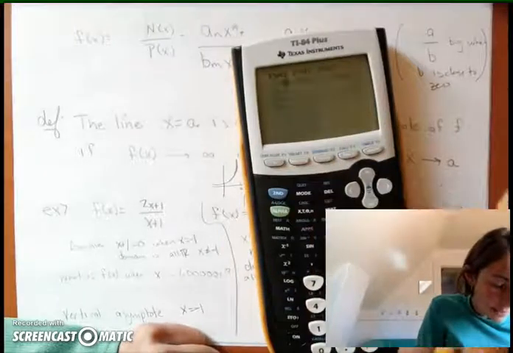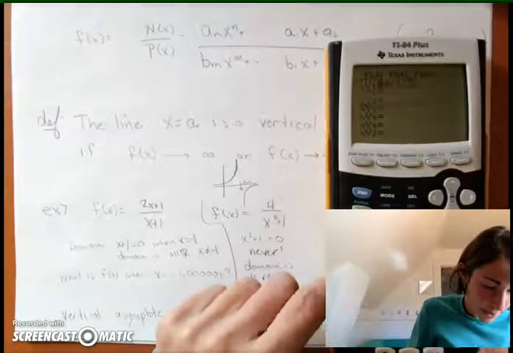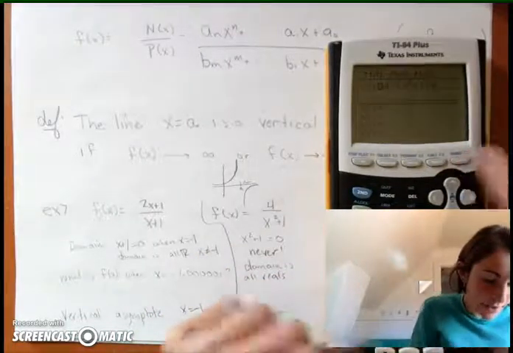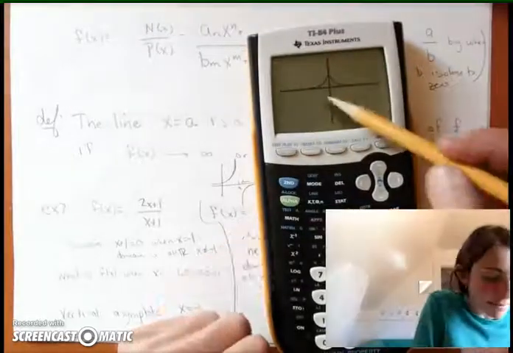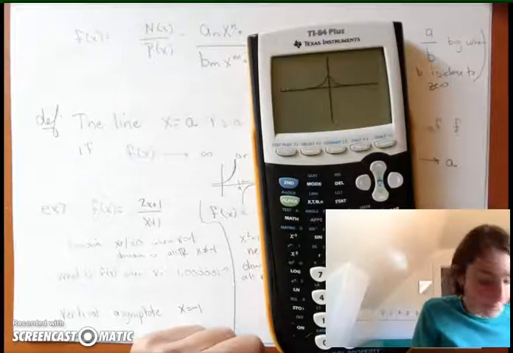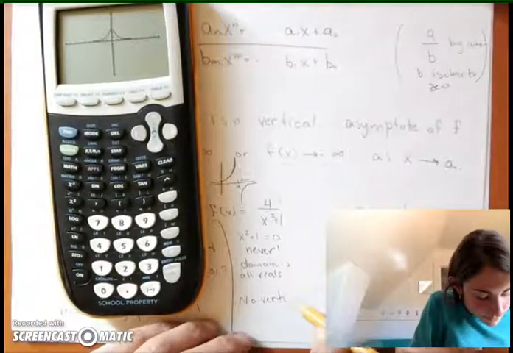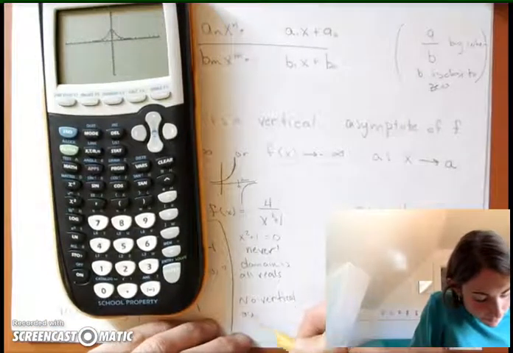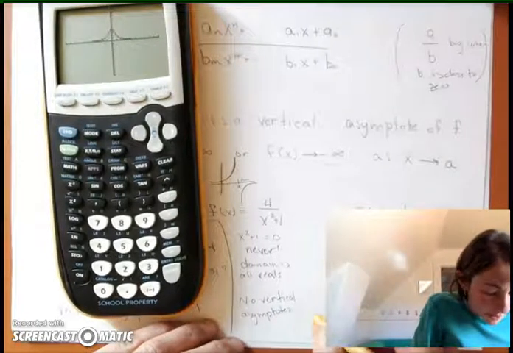And we can see that from the graph by doing 4 divided by x squared plus 1. Check out the graph. There's no vertical asymptote. This is its highest point when x is 0. So we have no vertical asymptotes, and that's because the denominator never gets close to 0.